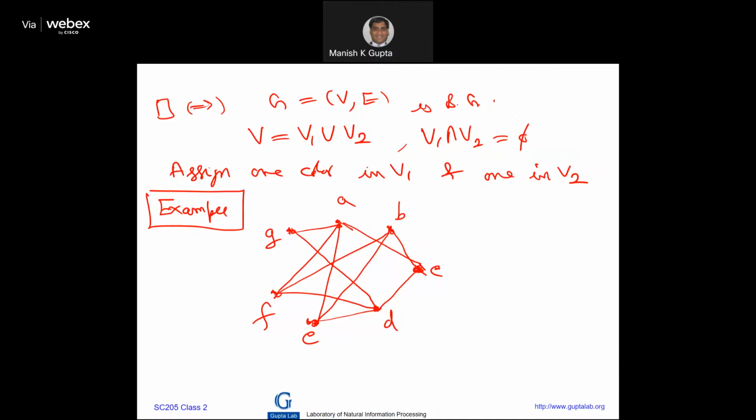Start with one vertex. Say I pick up vertex A. Assign it red color. So if A is red, A is connected to G, C, E, and F. If A is red, then these will be blue, right? So that means if A is assigned red, then C, E, F, and G are blue color.